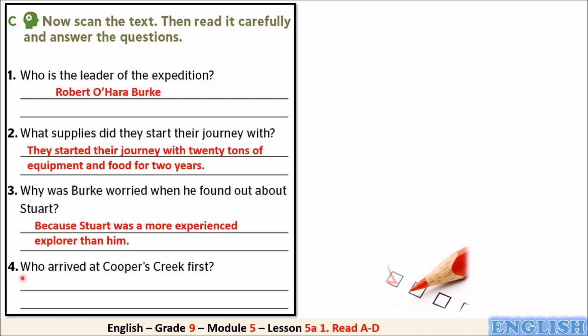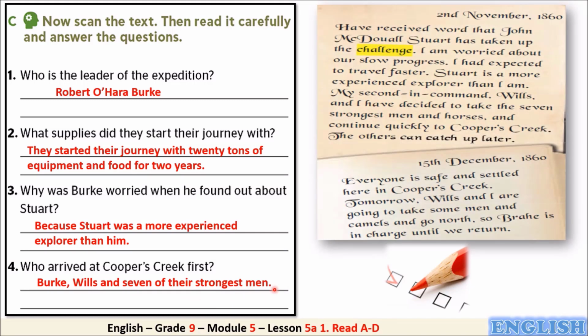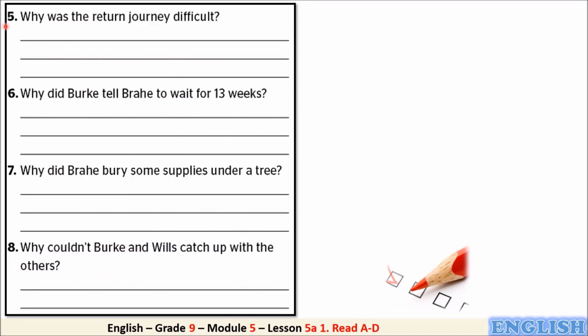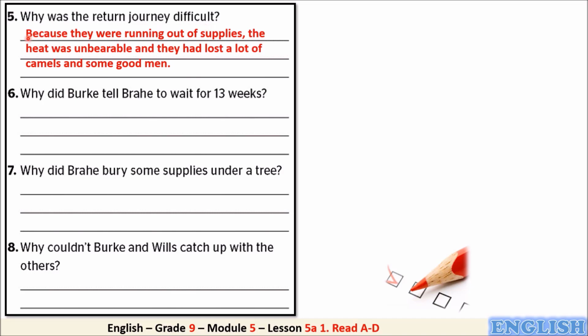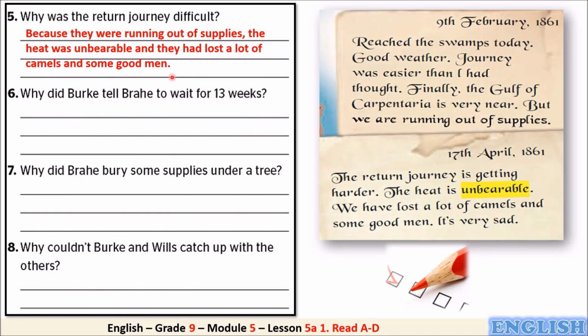Question number 4. Who arrived at Cooper's Creek first? Very good, my students. Burke, Wills, and 7 of their strongest men. Can you find a clue to justify this answer? Good job, my students. It's here. Number 5. Why was the return journey difficult? Good job, my students. Because they were running out of supplies, the heat was unbearable, and they had lost a lot of camels and some good men. Can you find a clue in the text to justify this answer? That's right. It's here.